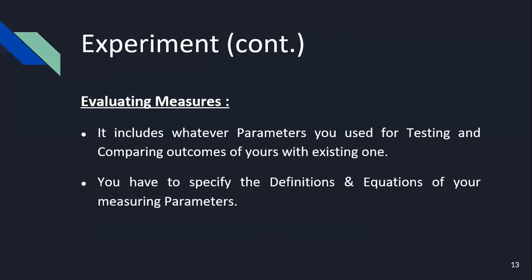There are many evaluating parameters that are used to test your algorithm. So you can use a minimum of 2 or 3 from those and apply them on your algorithm and compare it with the existing. You have to specify the definitions and equations of your measuring parameters.